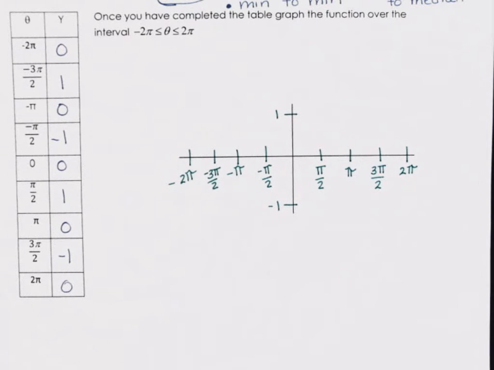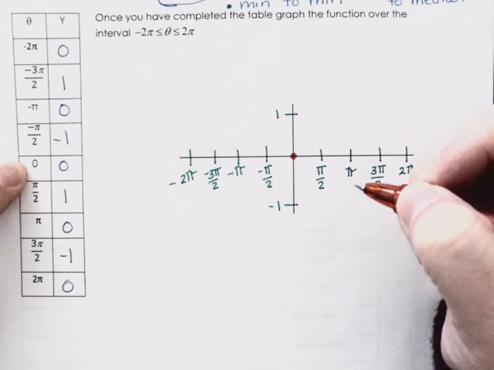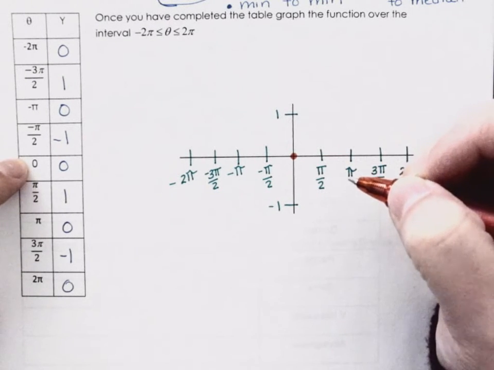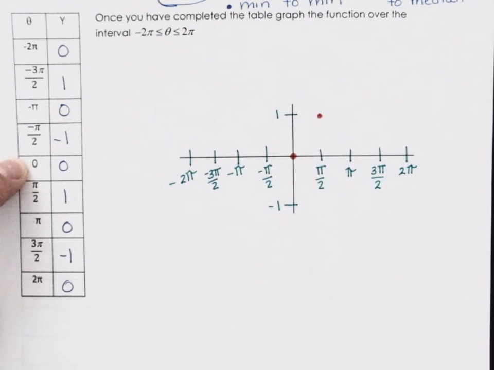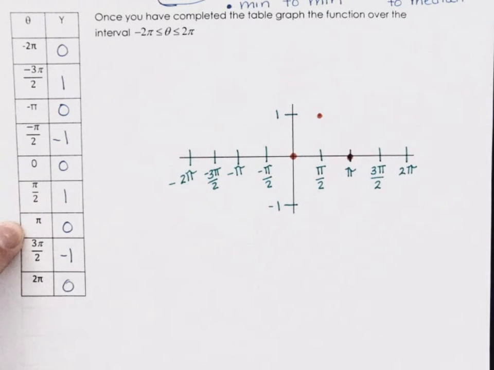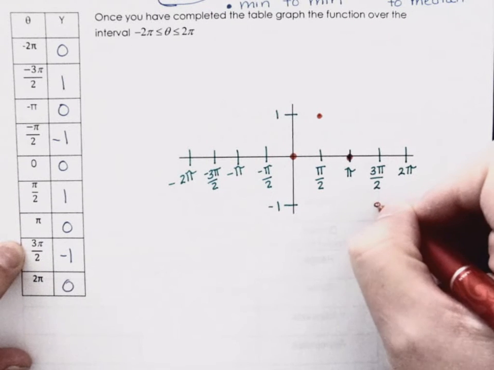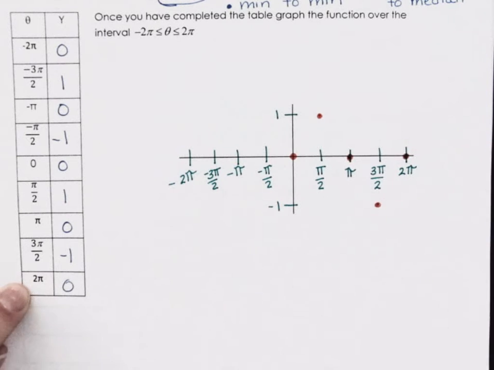Okay, that's exciting. Now we're going to plot some points. I'm going to grab a red one. Okay, so let's start at the most obvious. 0, 0. I'm starting in the middle of the chart. Probably not the best idea, but I'm going to start there anyway. And then I'm going to go to pi over 2. I'm going to be at 1. At pi, I'm going to be back at 0. At 3 pi over 2, I'm going to be at negative 1. And at 2 pi, I'm going to be at 0.